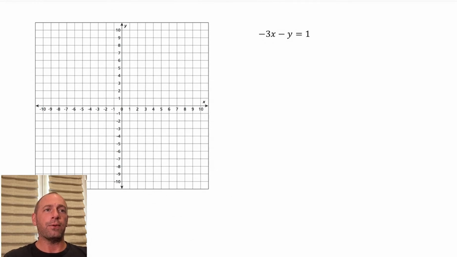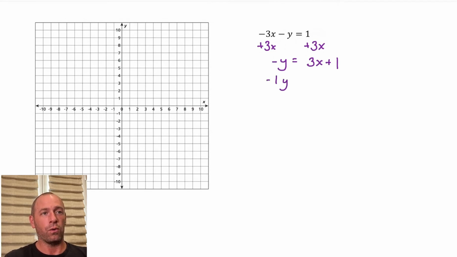So last example, negative 3x subtract y is equal to 1. Again, we're going to have to solve for y, and we do that by adding 3x to each side. So we've got negative y equals 3x plus 1. We're not done yet, because I don't care what negative y is. I want to know what is positive y.